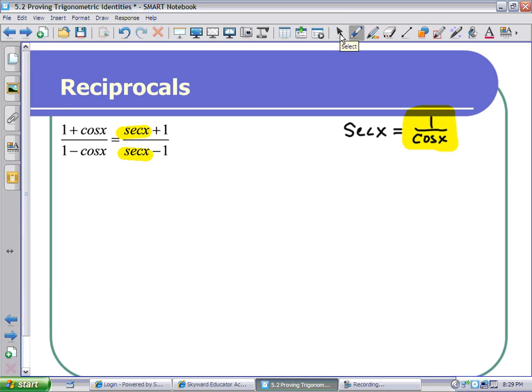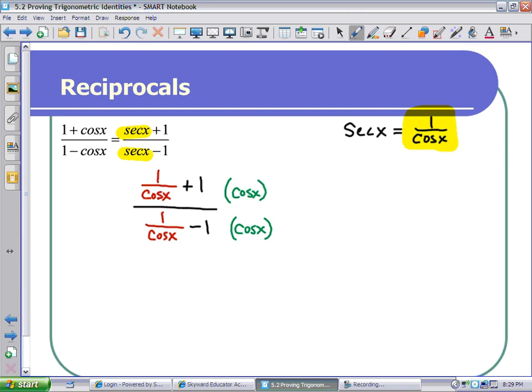So here I'm going to replace secant x with 1 over cosine x, and that's going to be plus 1, over 1 over cosine x minus 1. Now you could approach this from two ways. I could look to get common denominators in the numerator and common denominators in the denominator. Or if I multiply the numerator by cosine x and I multiply the denominator by cosine x, I don't have to work with fractions at all.